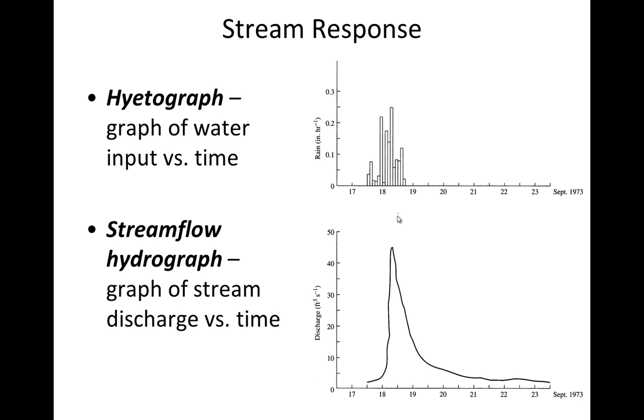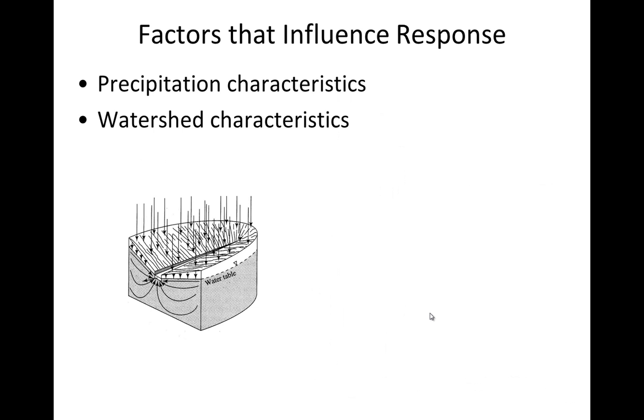So stream response can be characterized by a runoff hydrograph, and oftentimes what we'll do is we'll study the relationship between a hydrograph and a hydrograph for a certain watershed, and we'll come up with a detailed characterization of a response to, for example, 1 inch or 1 millimeter or 1 centimeter of precipitation. And then we'll look at what's the response to a certain size storm and extrapolate from there.